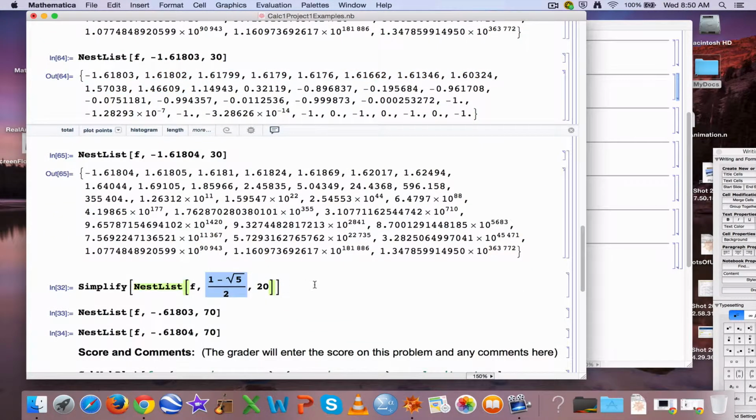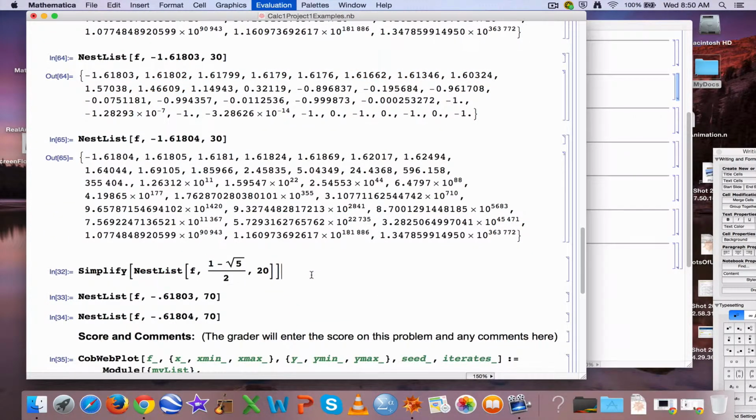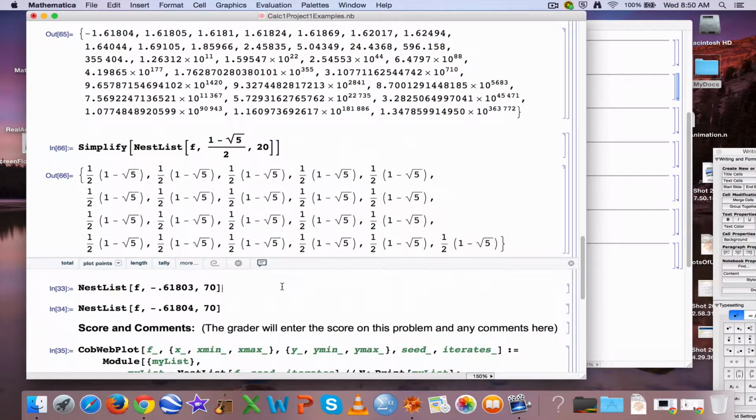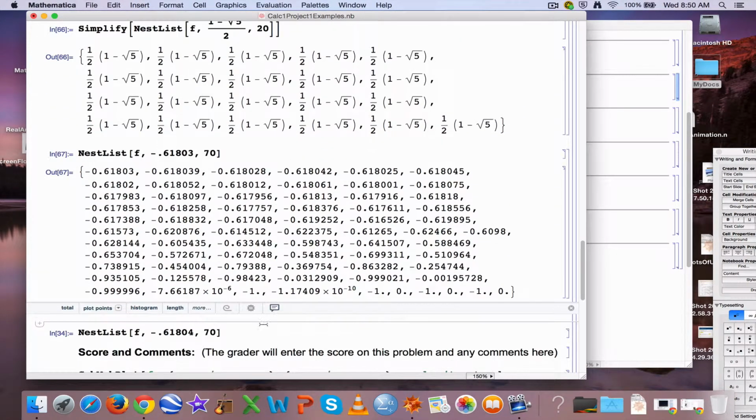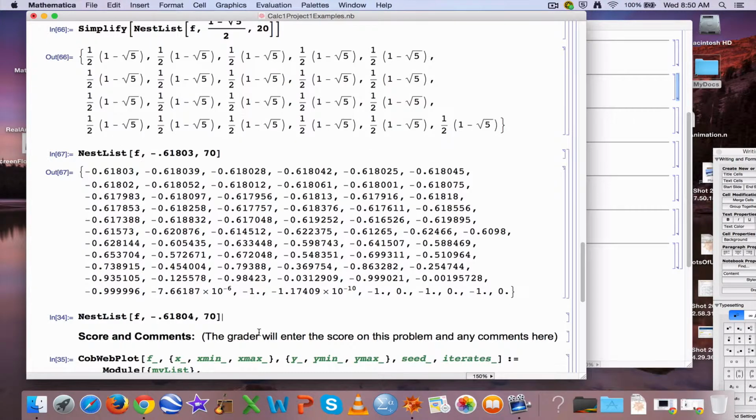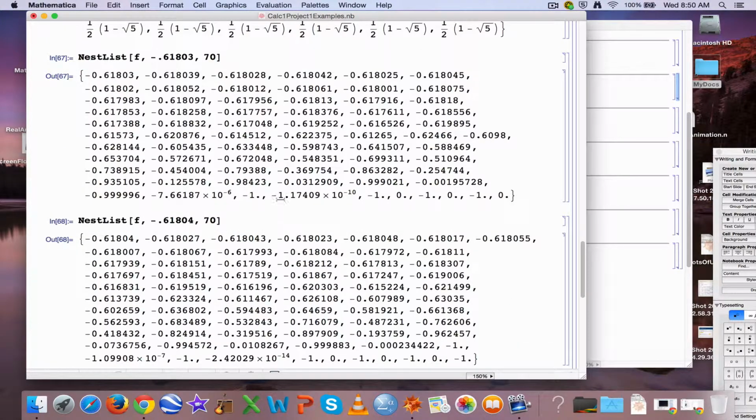1 minus square root of 5 over 2 is also a fixed point. And if you plug in seeds that are close to but not equal to that, they go away. It's evidently a repelling fixed point as well. And in this case, they both approach the 2 cycle -1, 0, -1, 0.